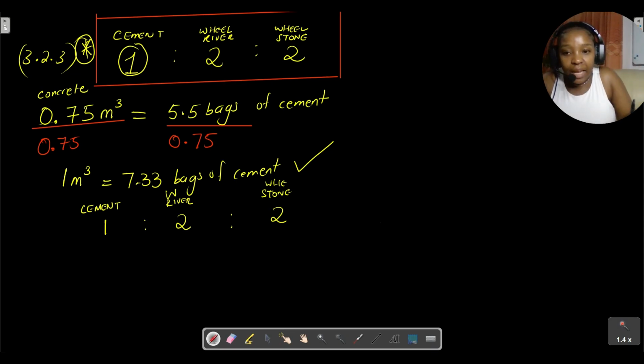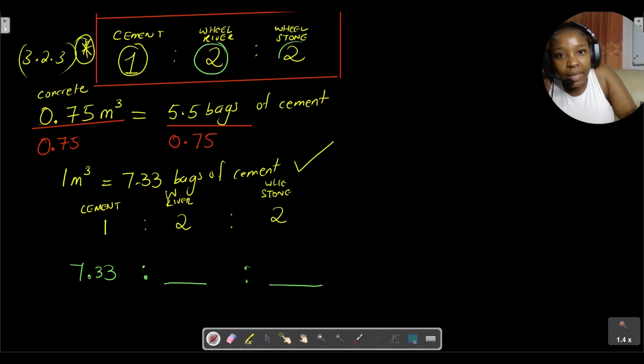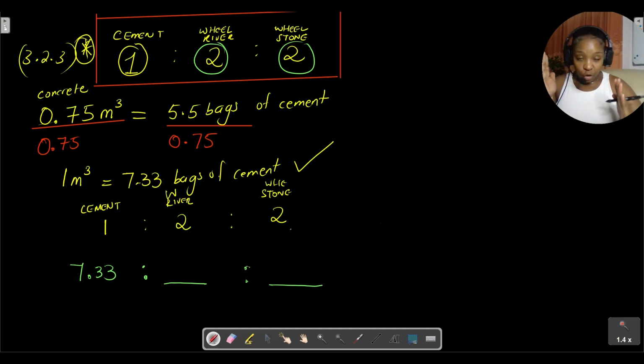So we found that we actually need 7.33 bags of cement. That just means to determine the river sand and the wheelbarrow, it will just be double, based on this ratio that's given to us. We will use that ratio to help us determine the new ratio. So if it's 1, it becomes double. So if it's 7.33, we just need to double the 7.33.